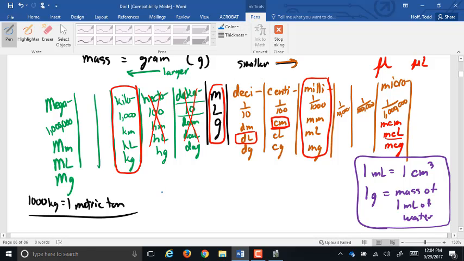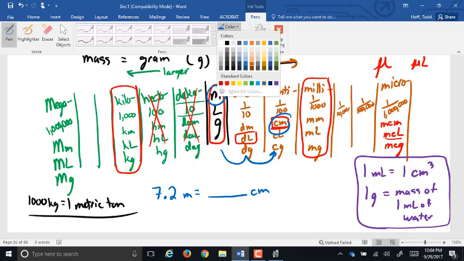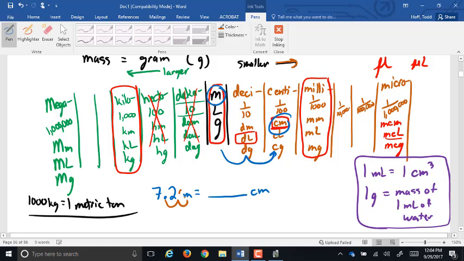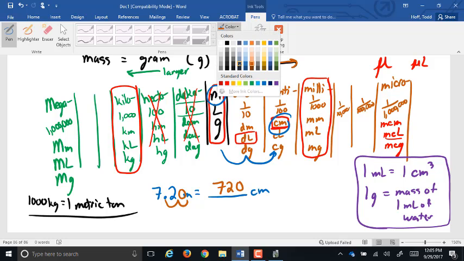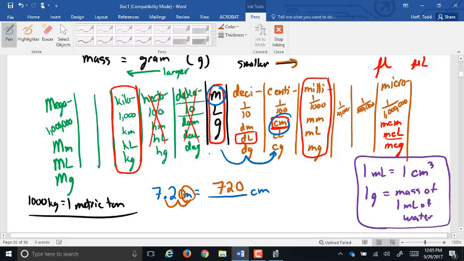So let's do some conversions here. Let's say I have 7.2 meters and I needed to convert into centimeters. On the chart, to get from meters to centimeters, I have to move 2 spots to the right. Well, to make the conversion, I would take my decimal point and move 2 spots to the right. Adding a 0 in there makes it 720 centimeters. So the movement on this chart is just the movement of your decimal point to make the conversions. We always start with the first unit. This first unit was meters, so we started with meters.